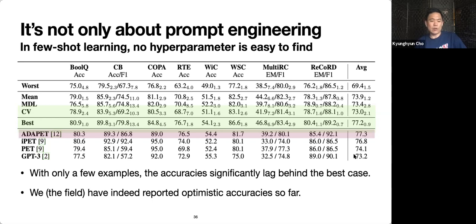And then we used the algorithm called AdaPET in order to fine-tune the whole language model to solve a new problem based on a few examples. And what we saw was the same thing. When we really use only few examples to do the hyperparameter search, the accuracies significantly lag behind the optimistic accuracy that people have so far reported using a very large validation set of labeled examples. So in other words, in few-shot learning, no hyperparameter is easy or trivial to find.